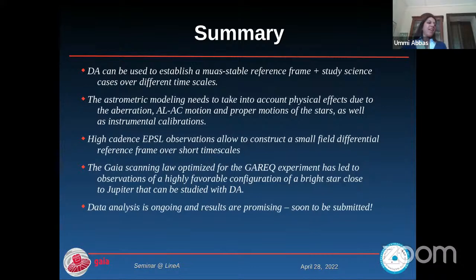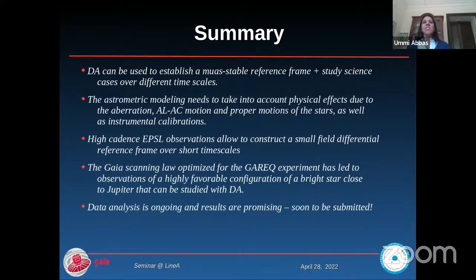As a summary, and this comes towards the end of my talk, differential astrometry, which I abbreviated to DA, can be used to establish a microarc second stable reference frame. It can also be used to study science cases over different time scales: over 1 day, over a month, or even several years, most likely a year, because it depends on the cadence and so on.